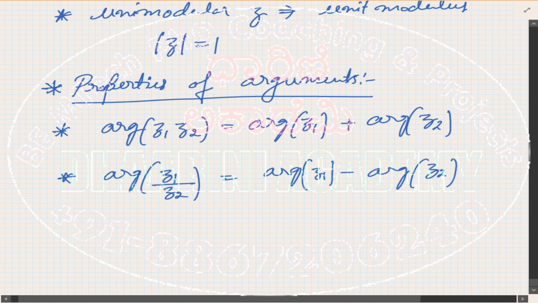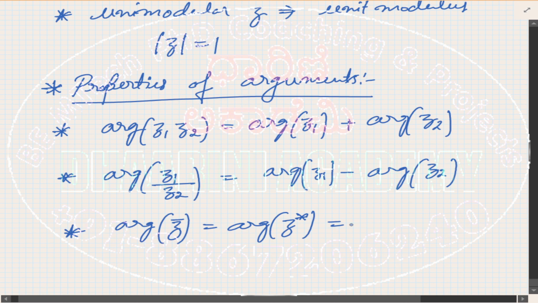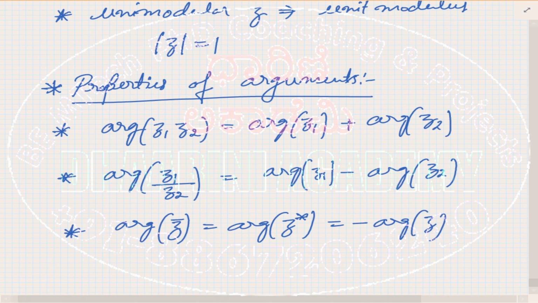Okay, and the next important property is argument of Z bar or Z star. Arg Z bar is equal to arg Z star, and this is going to be the negative of argument of Z. Whatever is the theta for Z, it's negative, because the conjugate will be on the opposite side. So going to the opposite side, theta becomes negative.